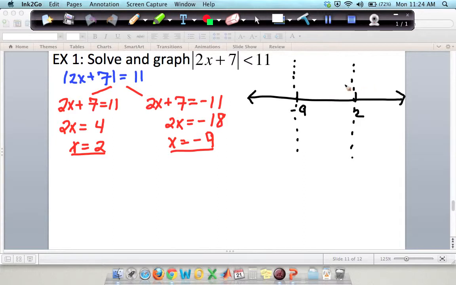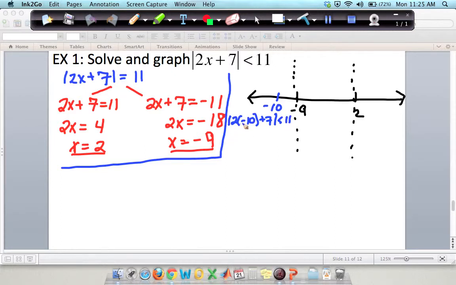And so what you want to do is pick a point in each region and test it and see if you get a true or false statement. So I'm going to pick the easiest point I can. So in this first region, the first whole number I could pick would be negative 10. So I'm just going to go back to the original absolute value inequality. So absolute value of 2, and instead of an x, I'm going to plug in that negative 10 that we're testing. And I'm trying to see, is this true? Will this number be less than 11?